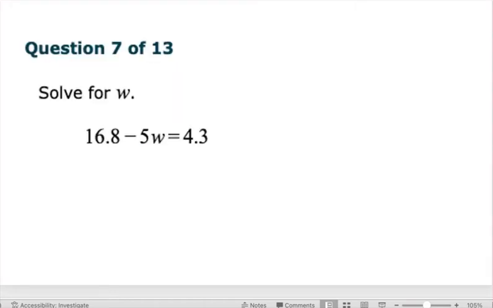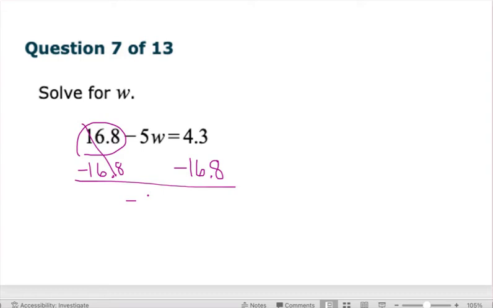Okay, so question 7, solve for w. And we have some fun decimals in here, don't we? So the first thing we want to do is get rid of this guy, because our w we want to get by itself. So we're going to subtract 16.8 and over here, we're going to subtract 16.8. And this one's going to cancel. Minus 5w, we bring down.